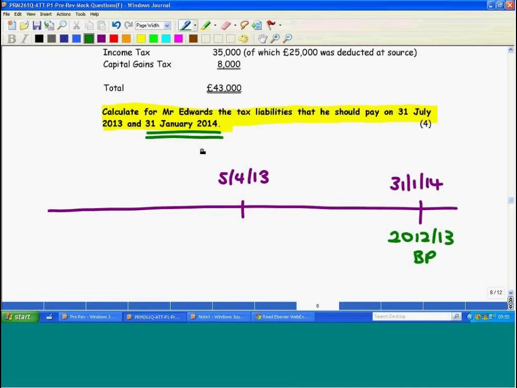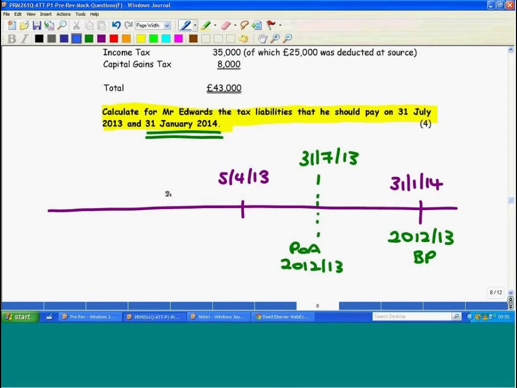So let's just work our way back a bit further, because July, so let's pop July in there. So July 13 would have been a payment on account, and that payment on account again would have been towards that 2012-13 tax year. Now if you're getting confused by this, let me just put the previous filing dates in.